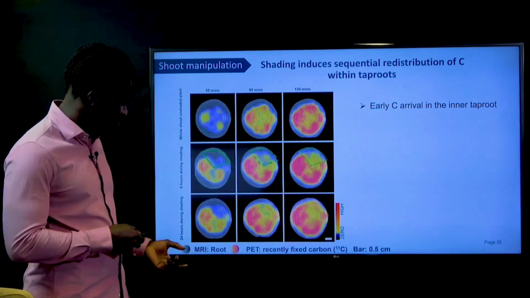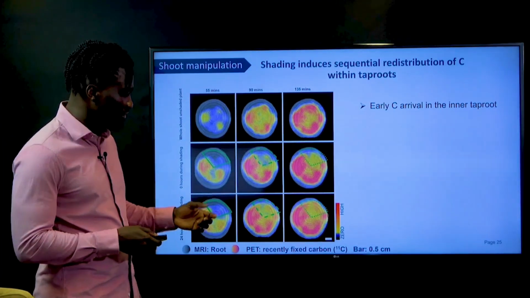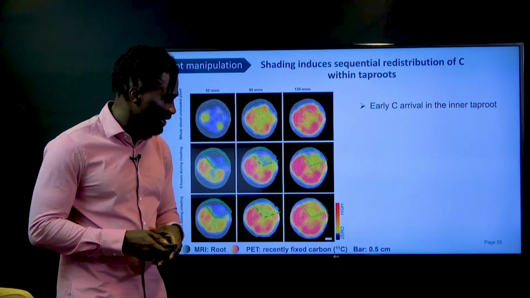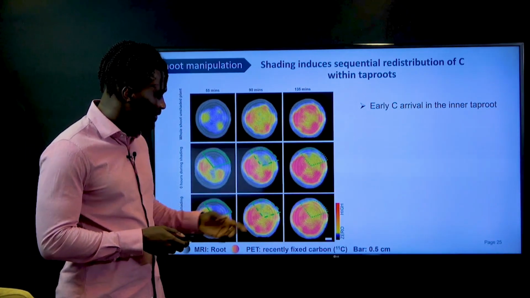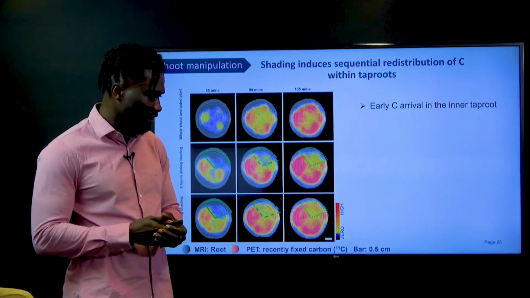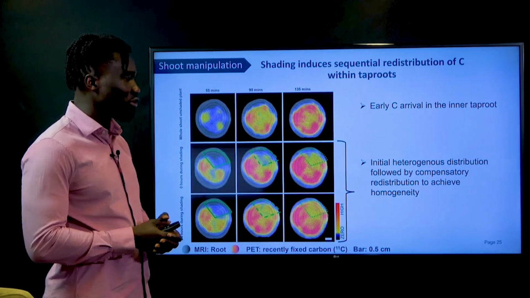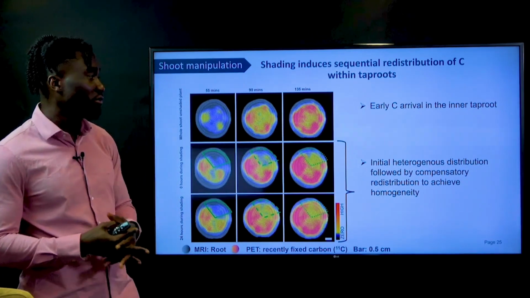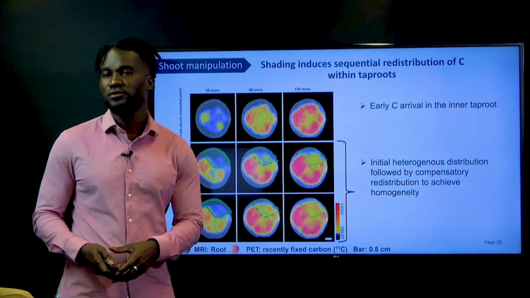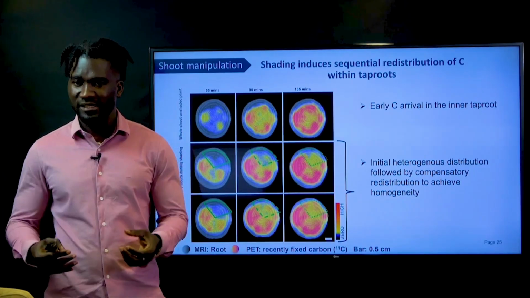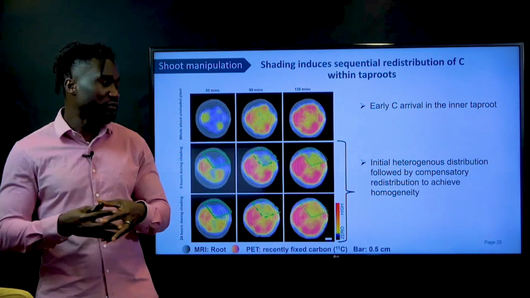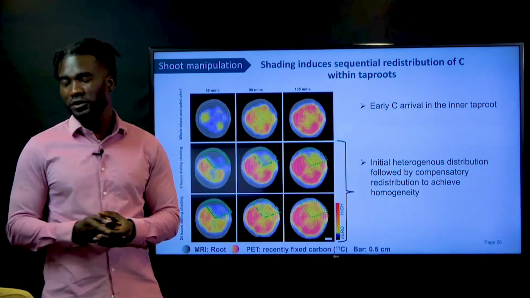And a similar pattern was also observed at 24 hours of shading, where there was an initial striking sectoriality followed by an increase in 11C signal intensity around the section which was void of 11C. From this, we could confirm that indeed there is an initial heterogeneity in resource distribution followed by a compensatory redistribution to achieve resource distribution homogeneity. In that sense, the taproot acts as a unifier and redistributes its 11C to sectors which are void of 11C.